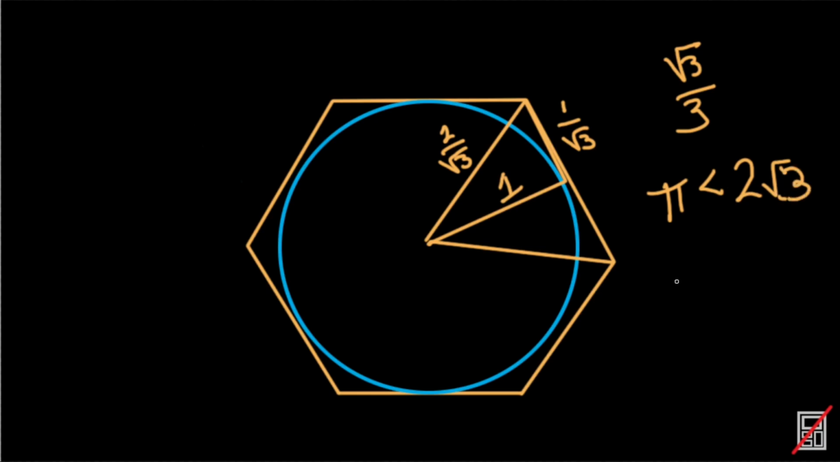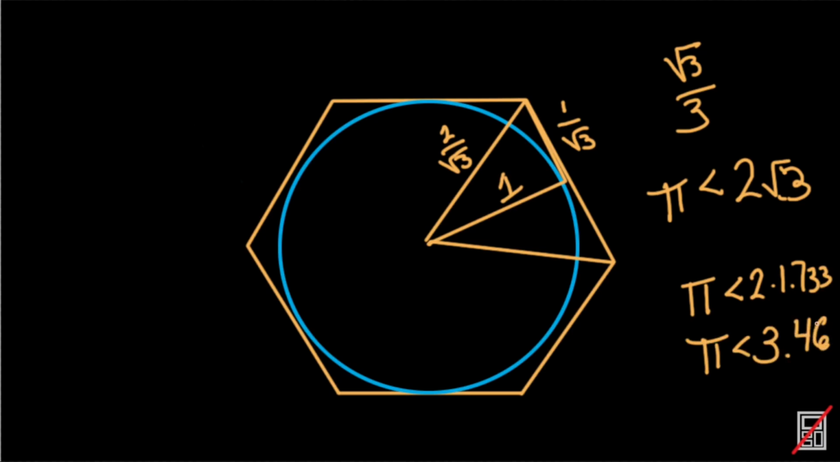Then we can use our approximation for root 3 to say pi is less than 2 times 1.733, which gives us pi is less than 3.466. And taking that with our last calculation, we get 2.59 is less than pi is less than 3.47.